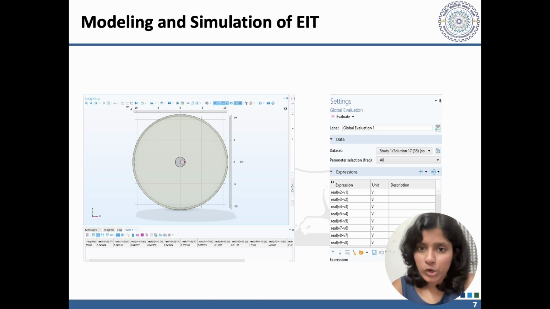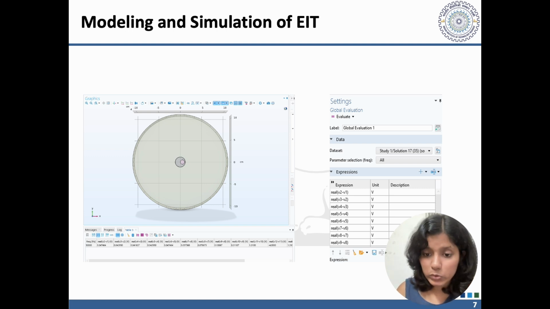So now moving on to the modeling and simulation part of EIT. I have personally performed the modeling and simulation of EIT using the software COMSOL Multiphysics. I have considered a cylindrical container filled with saline water. There is an aluminium material placed in the middle of the cylindrical container with an air cavity in it, and there are 16 electrodes placed outside the cylindrical container, which are useful for the voltage measurements that we will need to solve the inverse problem.